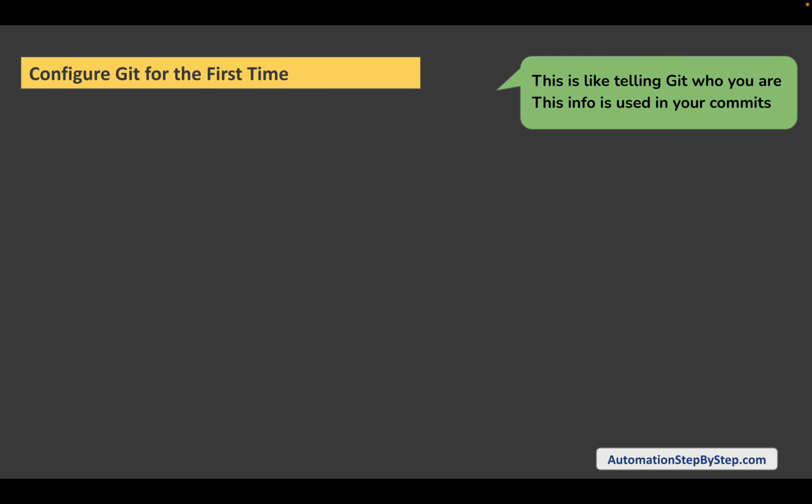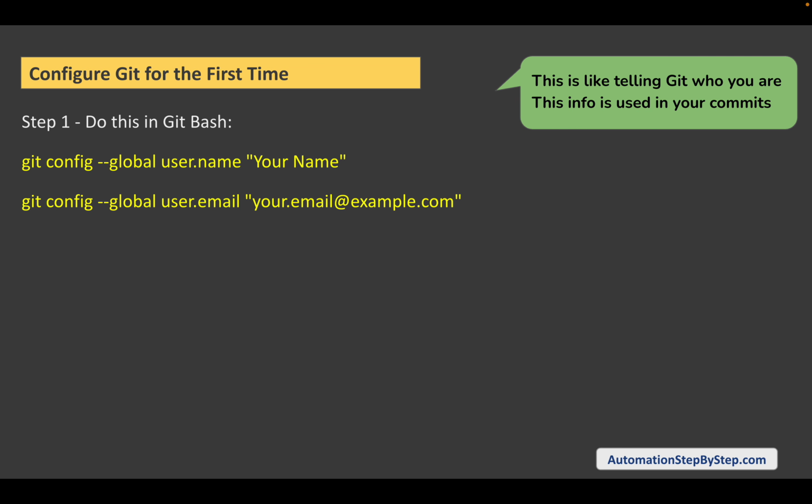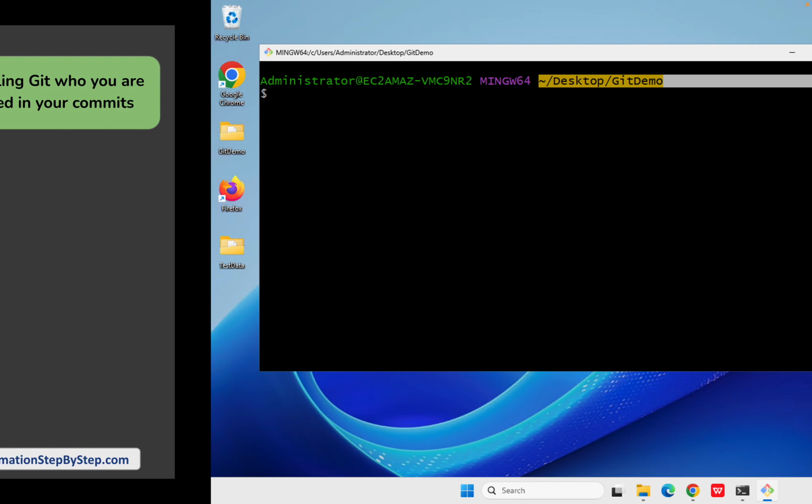When we say configure Git for the first time, it is like telling Git who you are, what your username and email are, and it will be used throughout your Git sessions. This info will be used in all your Git commits. So in Git Bash, you can give your username by saying git config --global user.name and whatever name you want to keep, which will go in your Git commits, and then your user email. So the command is git config.